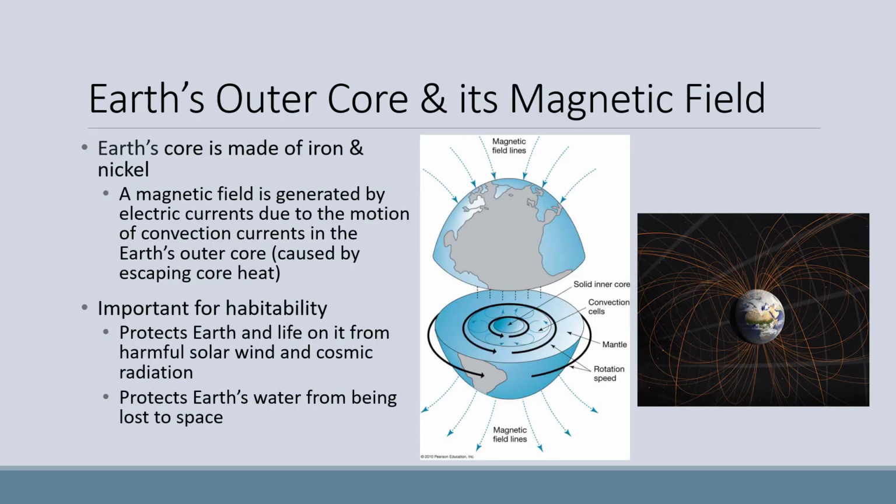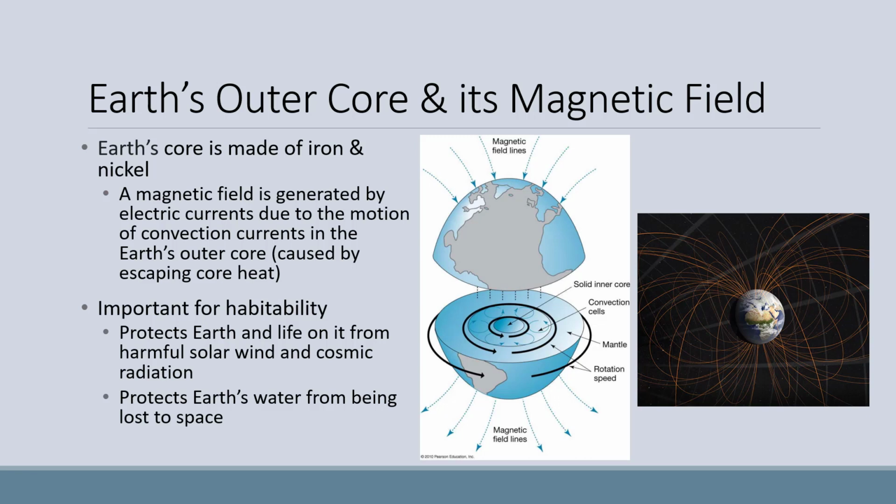The last thing we are going to talk about in this lecture is Earth's magnetic field, which is caused by Earth's outer core. Earth's core is made of iron and nickel. The inner core is solid while the outer core is not. A magnetic field is generated by electric currents due to the motion of convection currents in the Earth's outer core, which is caused by escaping core heat.